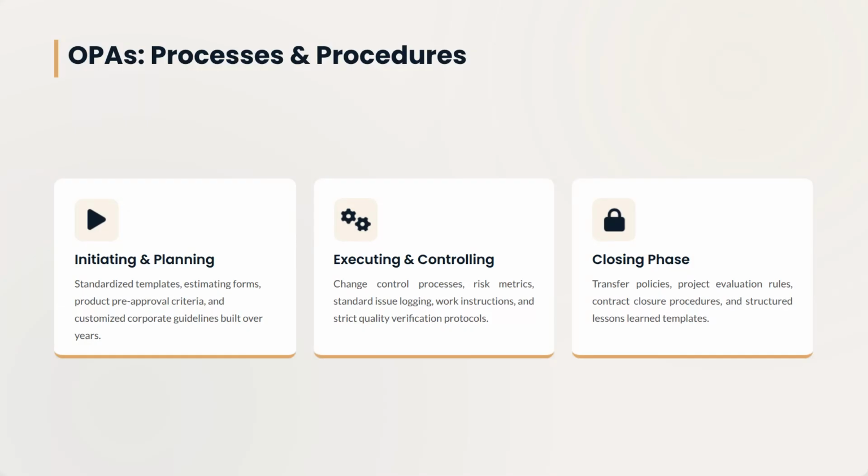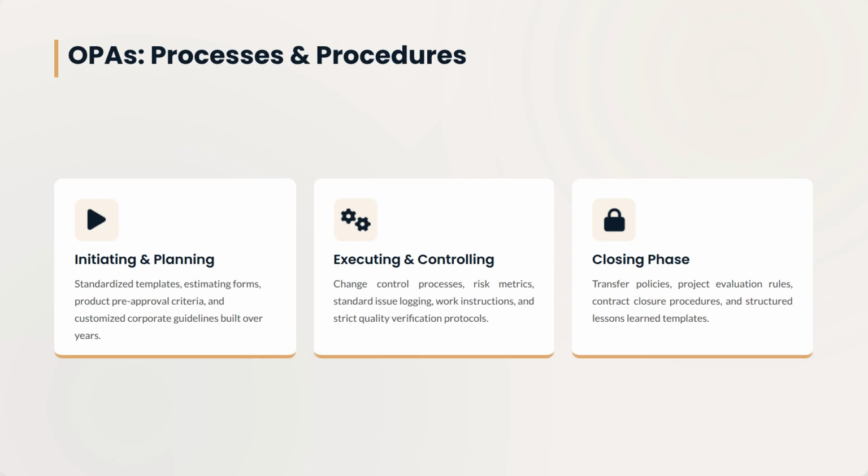OPAs are divided into two main categories, and the first is processes, policies, and procedures. These are standardized steps established by your PMO or organization. During initiating and planning, you get standard templates and pre-approval checklists. During executing and controlling, you get risk guidelines, standard change control workflows, and quality metrics. And during closure, you get transfer policies to ensure handoffs are clean and legally sound.